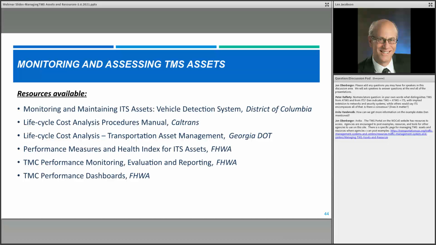So finally, there's a lot of resources available for monitoring and assessing TMS assets. The District of Columbia has a good document on monitoring and maintaining ITS assets for their vehicle detection system. Caltrans has their life cycle cost analysis procedures manual. Georgia DOT also has the life cycle cost analysis for their traffic asset management system. FHWA has several documents, including the performance measures and health index for ITS assets, the TMC performance monitoring, evaluation, and reporting, and TMC performance dashboards, which might be really interesting. If you're only going to look at one thing in that resource list, I would suggest looking at those performance dashboards. That might be very instructional for you.